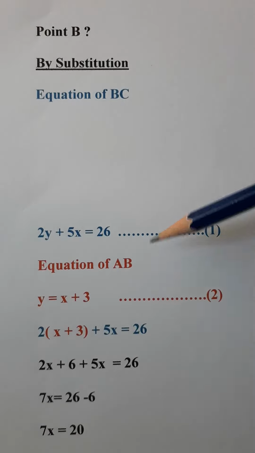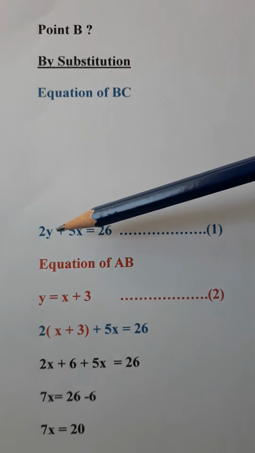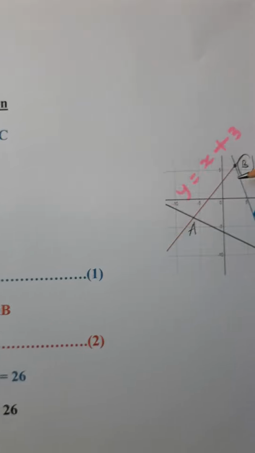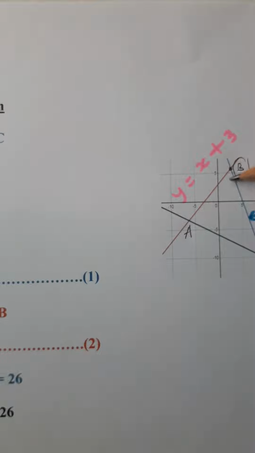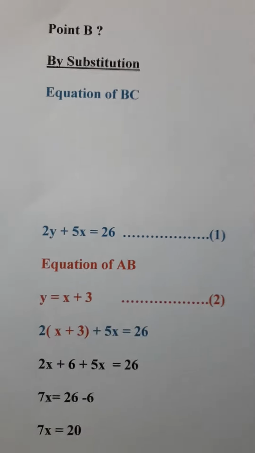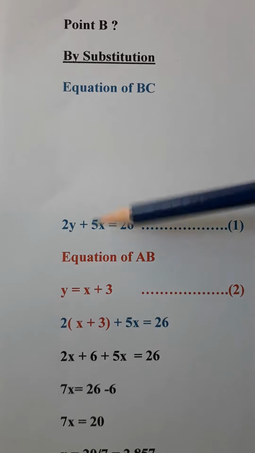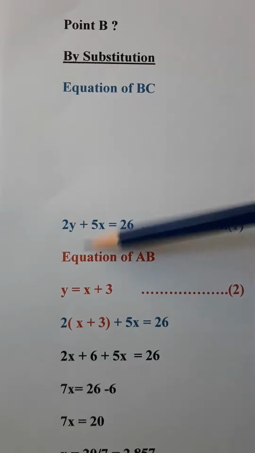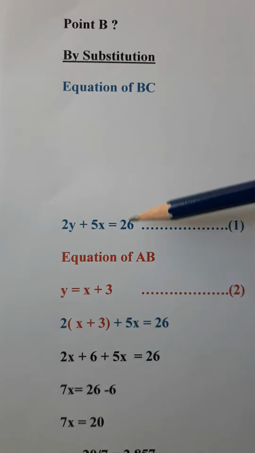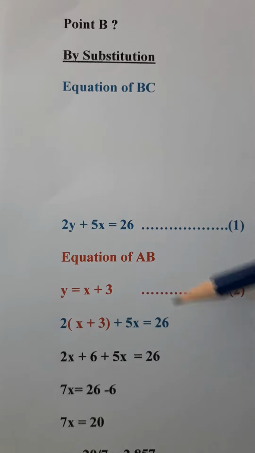You can see the two equations. Here in place of y, we can put x plus 3 because at the point of intersection, both lines have the same y value for a given x value. So we can make the two y's equal to each other. So we can see here instead of y, 2y, 5x, 26, but only y has become x plus 3.